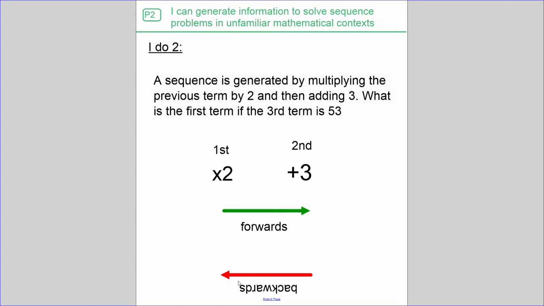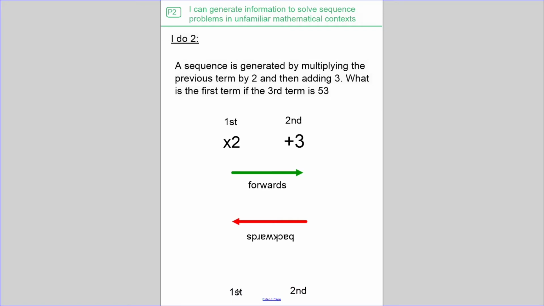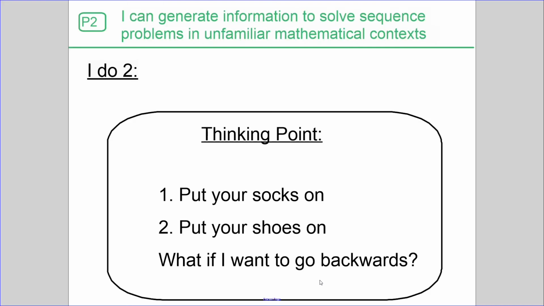So what we're going to do is we need to find what the first thing and the second thing would be if we're going backwards. Try and see if you can find out what the first thing and the second thing would be if we're going backwards. To help you, here's a thinking point. So let's say step 1 was putting your socks on and step 2 was putting your shoes on. Try and see if you can find out what would happen if we were to go backwards.